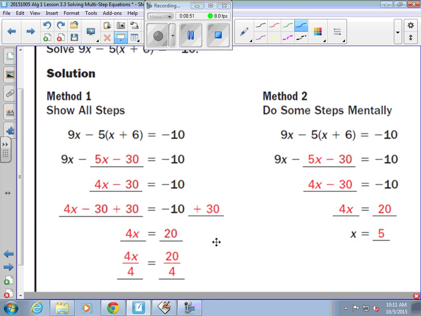That's method 1, showing every single step, and then doing some steps mentally. No steps were skipped for method 2, none at all. Everything was shown other than the actual arithmetic itself. Each solution step is there, and that's perfectly acceptable. You get the same x equals 5 for both.